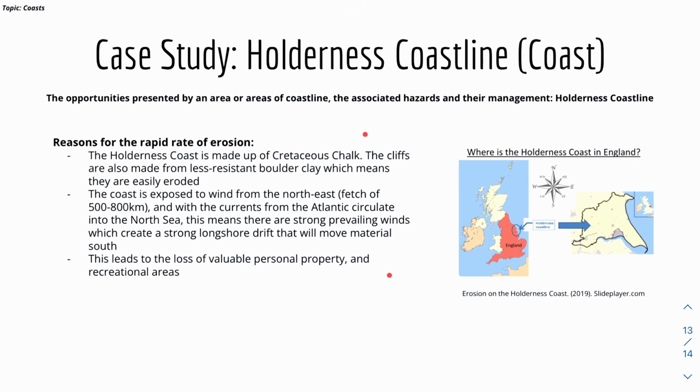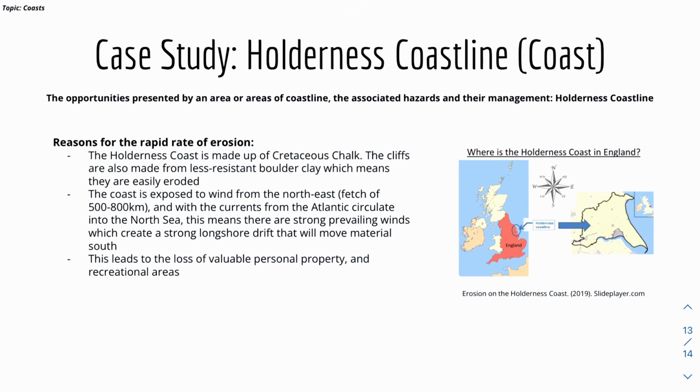Then here we have the reasons for the rapid rate of erosion in the Holderness Coastline. The Holderness Coast is made out of crustacean chalk, and the cliffs are also made from less resistant boulder clay, which means they are easily eroded. And if you remember just now, the headlands and bays are basically bands of less resistant and more resistant rock. But in this case, it's mostly less resistant rock or boulder clay.